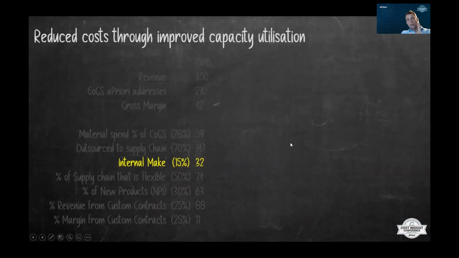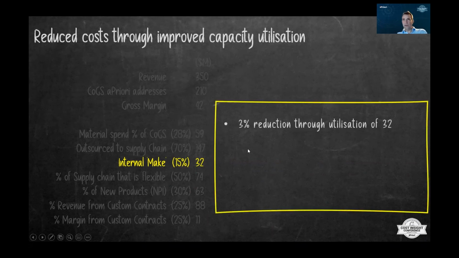But if we look at our internal costs, let's say 32 million, and we take 3% out of this through better utilization, then that's worth nearly $1 million to us. Just by optimizing our manufacturing facilities a smidge, just a wee bit better equals nearly $1 million.